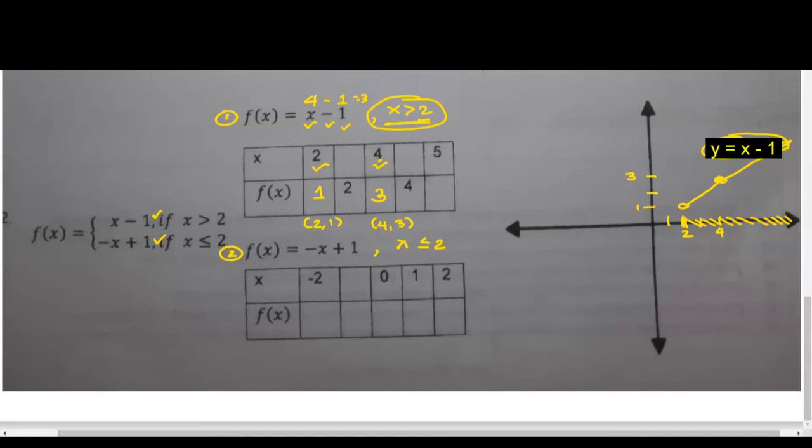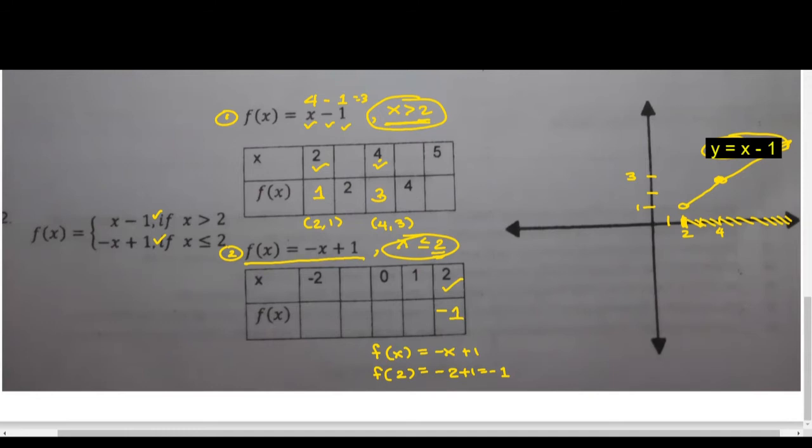Okay? Let's move on to the second function. F of x equals negative x plus 1. Okay? Again, mag-start tayo ng substitution dito sa 2. Kasi doon nahati ang ating domain. Okay. So, kunin natin ang value ni f at x equals 2. So, dito natin gawin. Again, ang f of x is equal to negative x plus 1. So, we get f of 2. So, we have negative of 2 plus 1. So, the answer is negative 1.